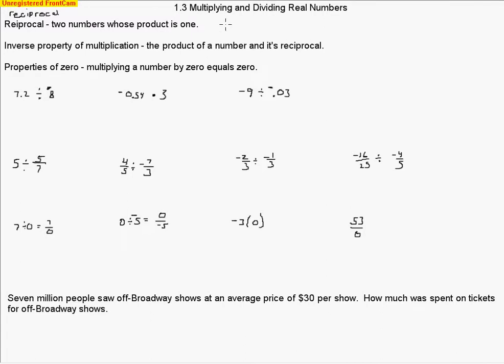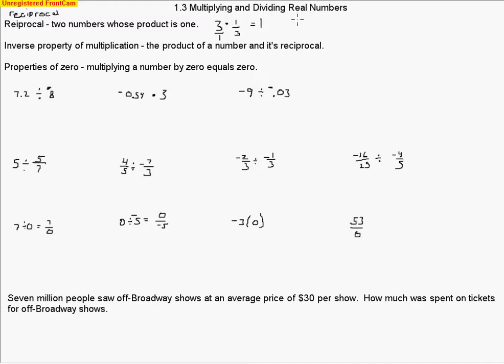So for instance, if we had 3 times by what number would give us 1? Well, the two numbers that multiply are the reciprocals of one another, and that would be 1/3. And you'll see it a little bit easier if I write 3 as a fraction. So you see, 3 could be written as 3 over 1, times 1 over 3, the 3's cross cancel, leaving us with 1.